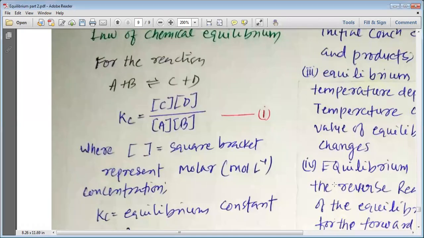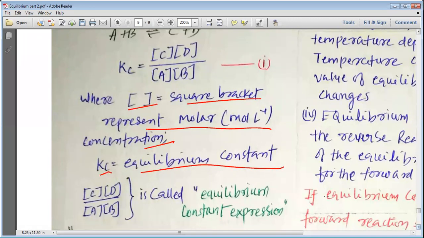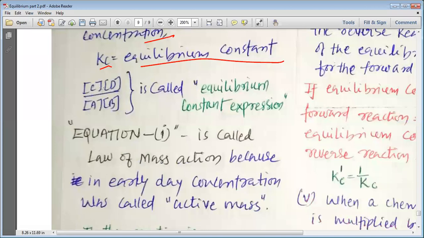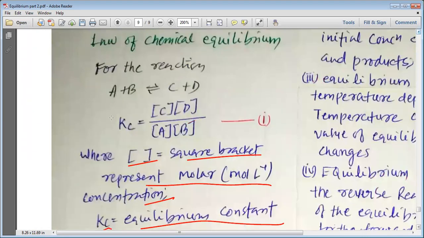If you look at this, the square bracket represents the molar concentration and Kc is called the equilibrium constant. This expression, concentration of C into concentration of D divided by concentration of A into concentration of B, is called the equilibrium constant expression. This ratio is called the equilibrium constant expression. Now, this complete equation is known as the law of mass action.